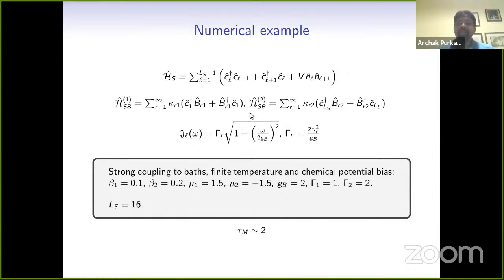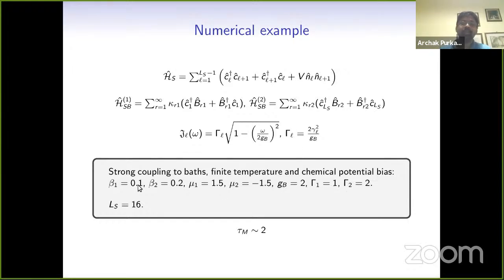Okay. The first site is coupled to a bath. The last site is coupled to a bath. A bath spectral function is chosen like this, which is very standard for fermionic systems. And remember, we do not want any small parameter, right? I mean, the challenge is to do it where there is no small parameter at all. So the system-bath couplings are strong.